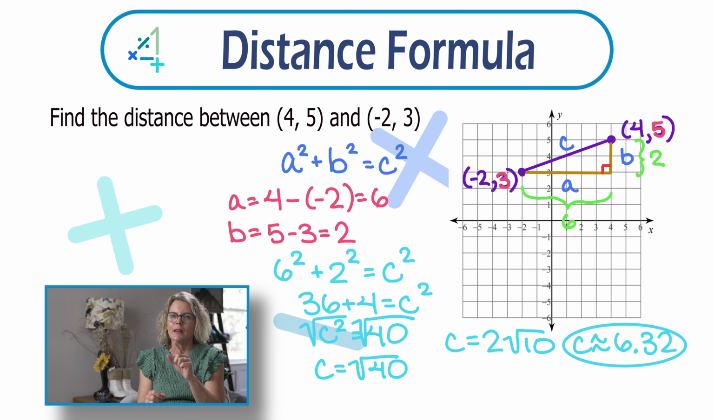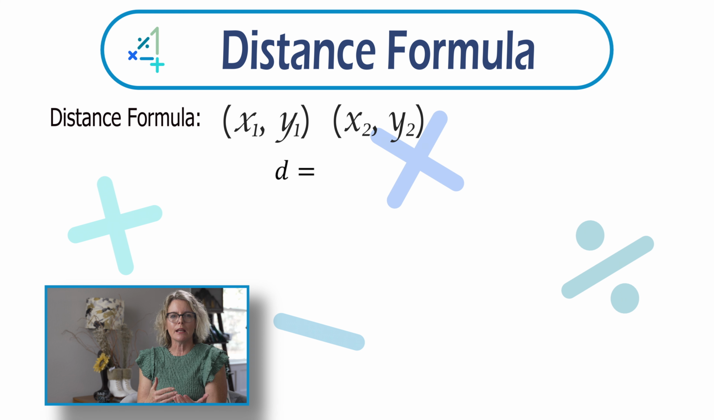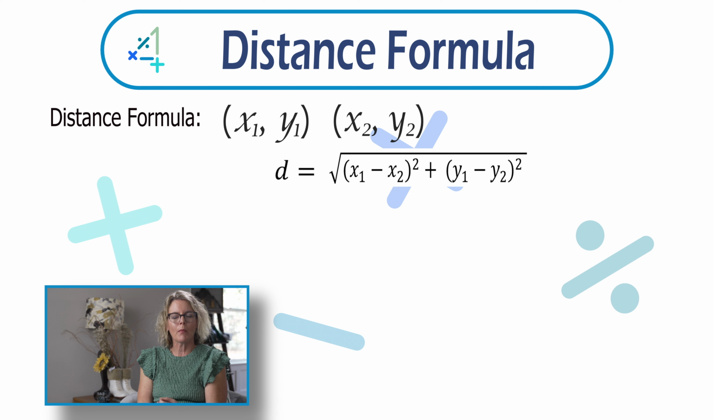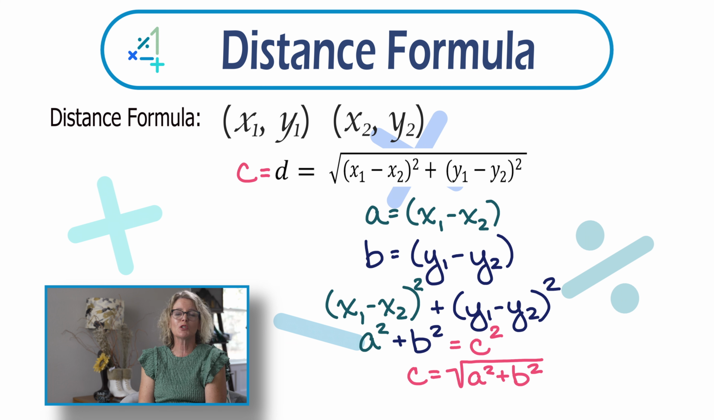Woohoo! Now, we'll take one more step forward and condense what we just did into one somewhat ugly-looking formula. The distance between 2 points, labeled x1, y1, and x2, y2, is d equals the square root of (x1 minus x2) squared plus (y1 minus y2) squared. I hope that you can see that this formula is just what we did in the previous example. We subtracted the x and y values to get lengths a and b, squared them each and added them together, then took the square root to find c, the distance between them.